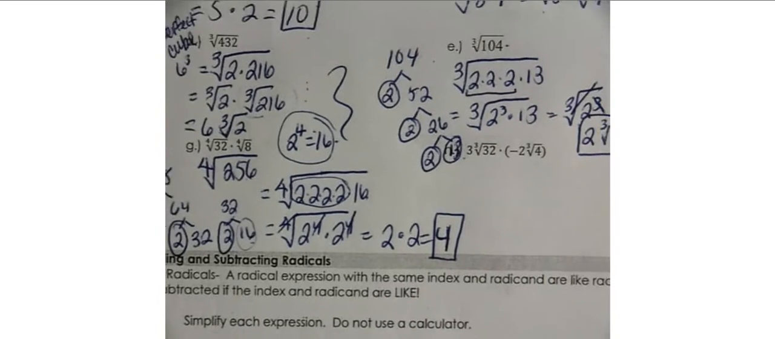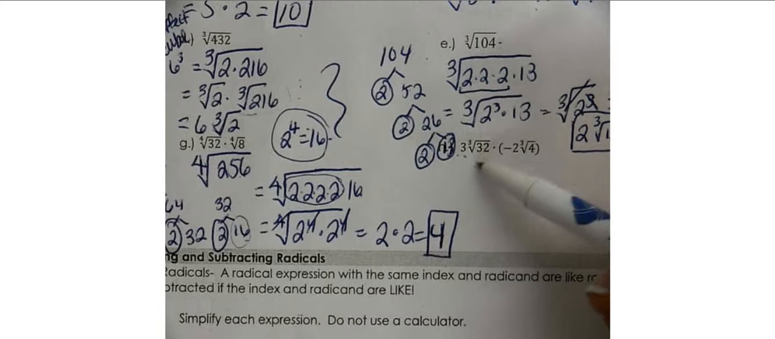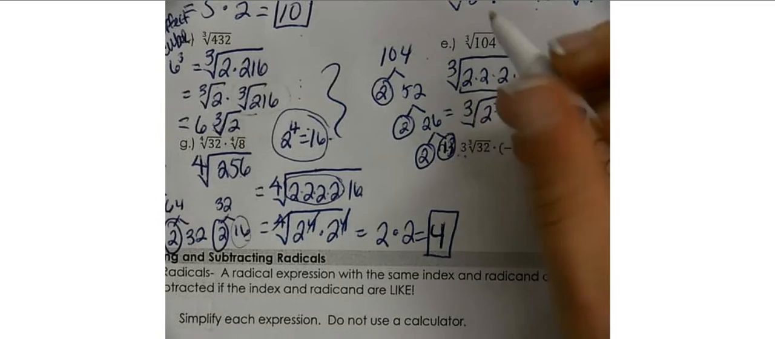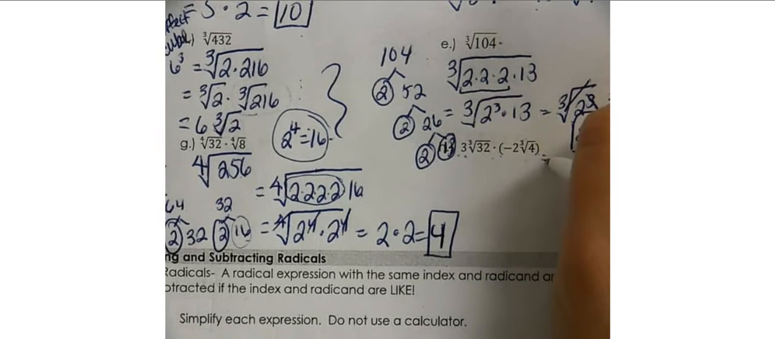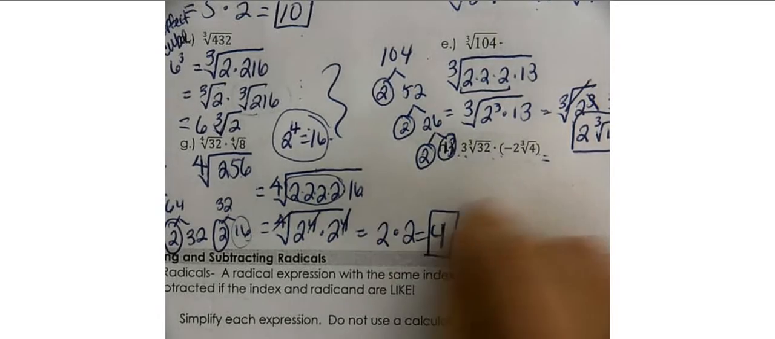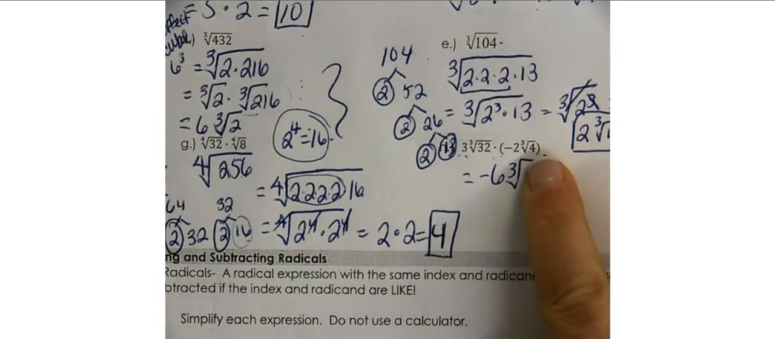And finally, we have 3 times the cube root of 32 times negative 2 times the cube root of 4. So these parentheses are here to confuse you. We're not adding or subtracting anything. We're simply multiplying. So I'm going to multiply my outside numbers times my outside numbers, and my inside numbers times my inside numbers. So I end up with negative 6 times the cube root of 32 times 4.